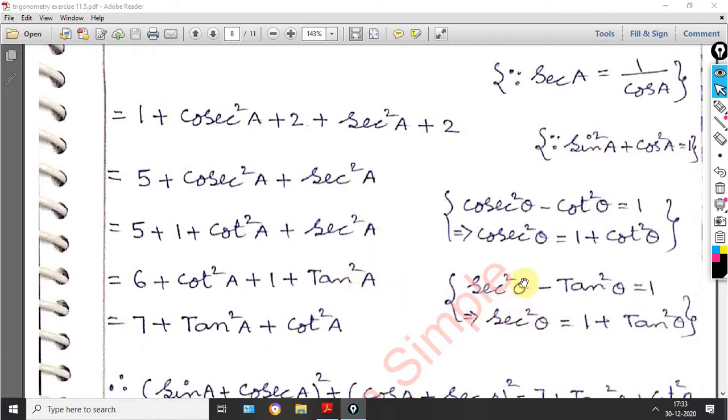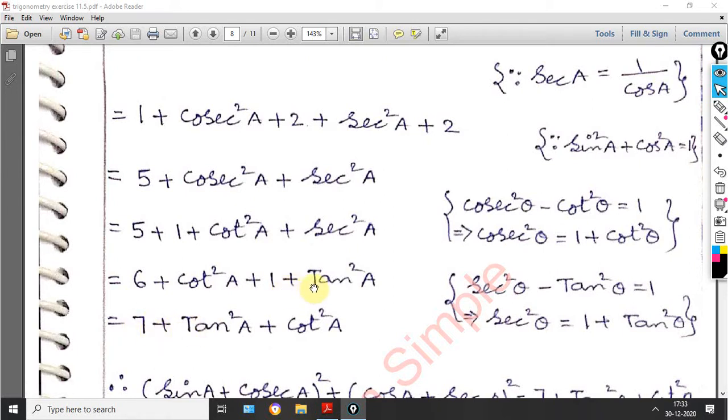The angle can be changed, ma'am, but this trigonometric ratio should be the same. Secant square theta minus tan square theta equal to 1. We can say secant square A minus tan square A equal to 1, no problem, okay? But this trigonometric ratio should be the same. So how much will we get? 6 plus 1, how much? 7. So we wrote 7.